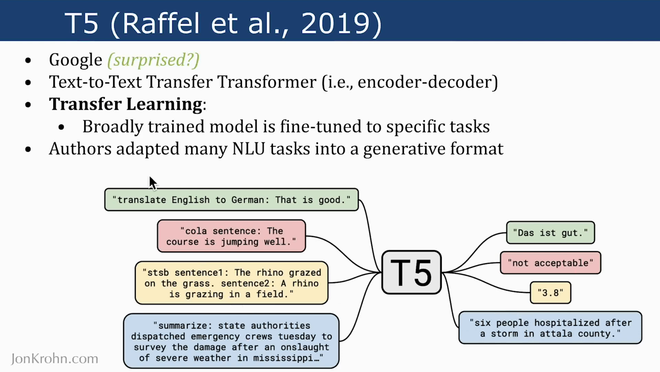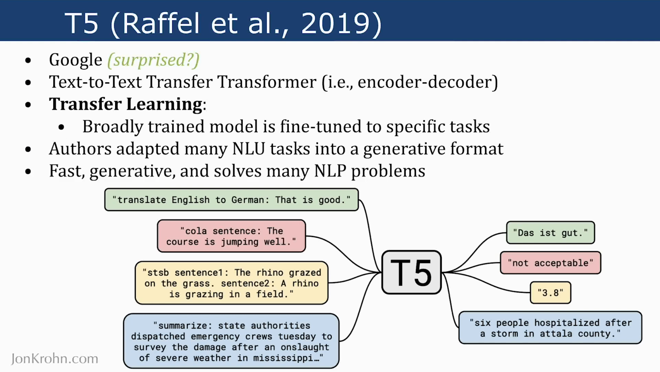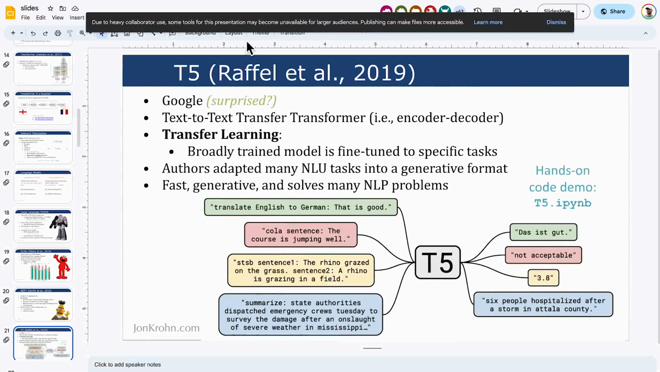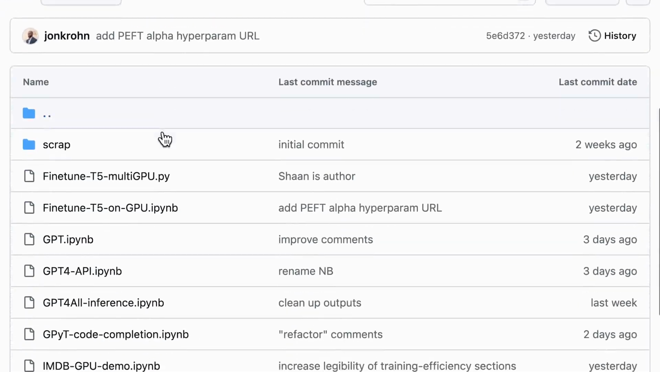The key thing here that was the innovation was that the authors adapted a broad range of NLU tasks, like assessing whether a sentence makes grammatical sense, or evaluating the semantic meaning of a sentence, and converting that into a text-to-text format, into a generative format, which wasn't always the case before. This means that T5 is fast, it's generative, and it solves many NLP problems. So here is a code demo of T5.